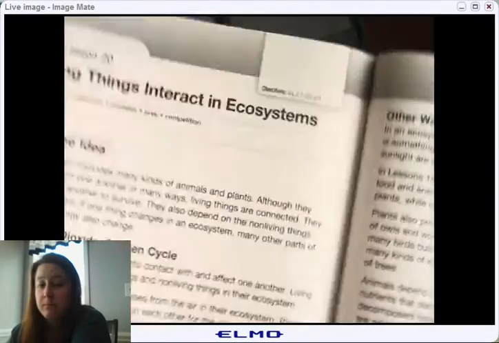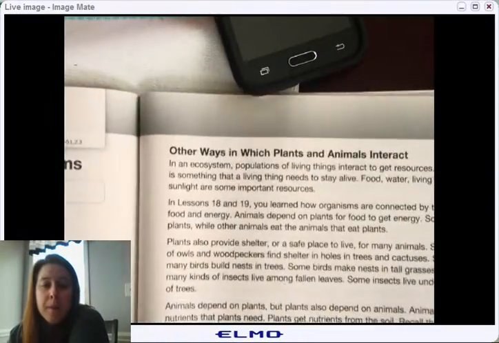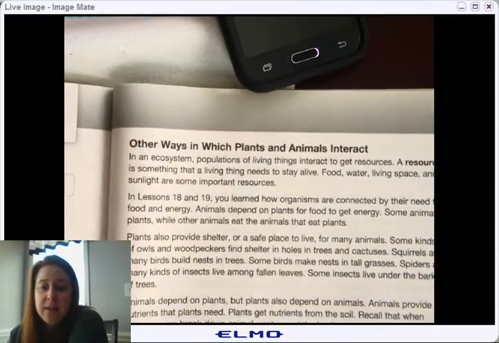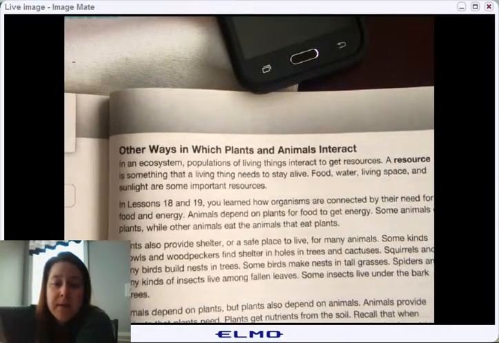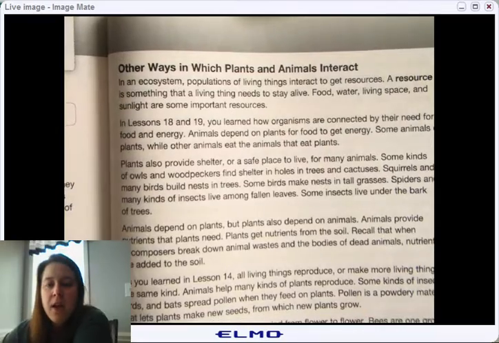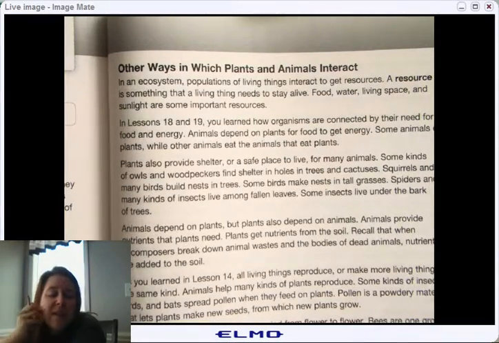In an ecosystem, populations of living things interact to get resources. A resource is something that a living thing needs to stay alive. Food, water, living space, and sunlight are some important resources.